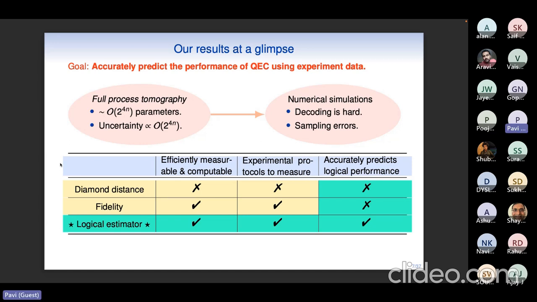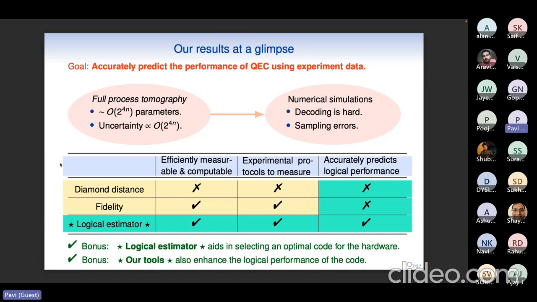Now, having a metric like this, we showed that we have a quick way to estimate the performance of a quantum error correction scheme. We said we can now use that as a tool to not only study one scheme, but also compare different schemes. So these are all the results at a glimpse.